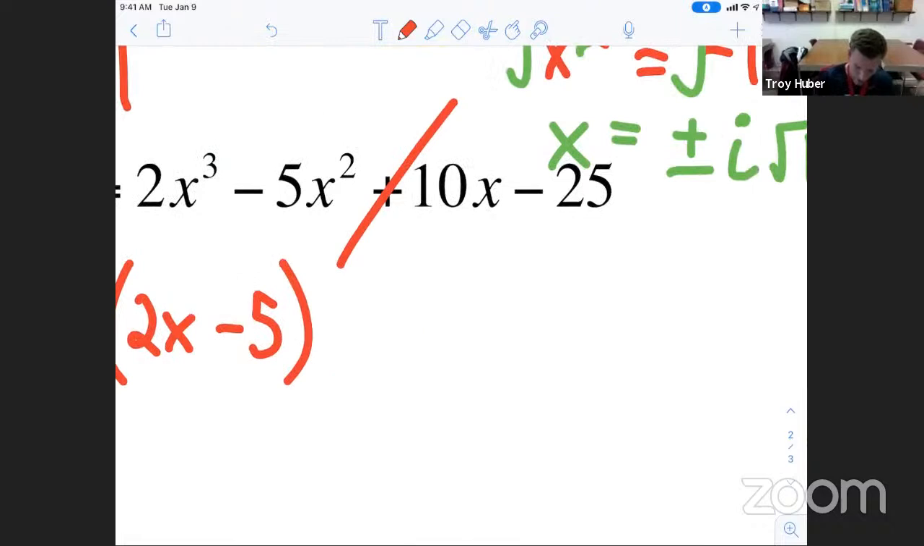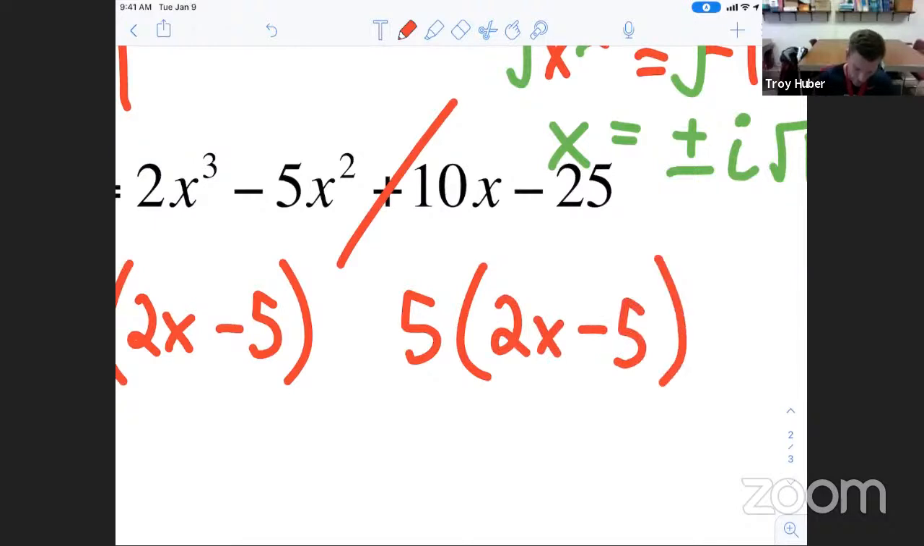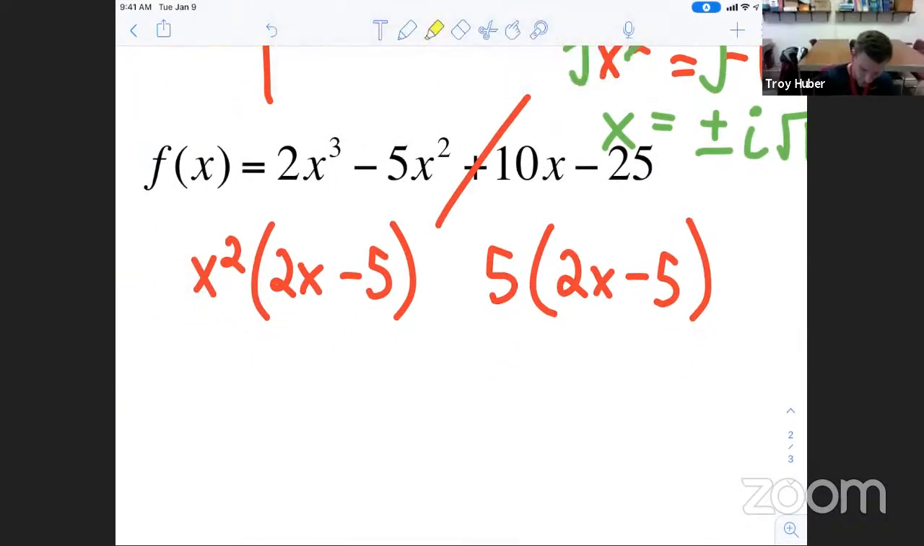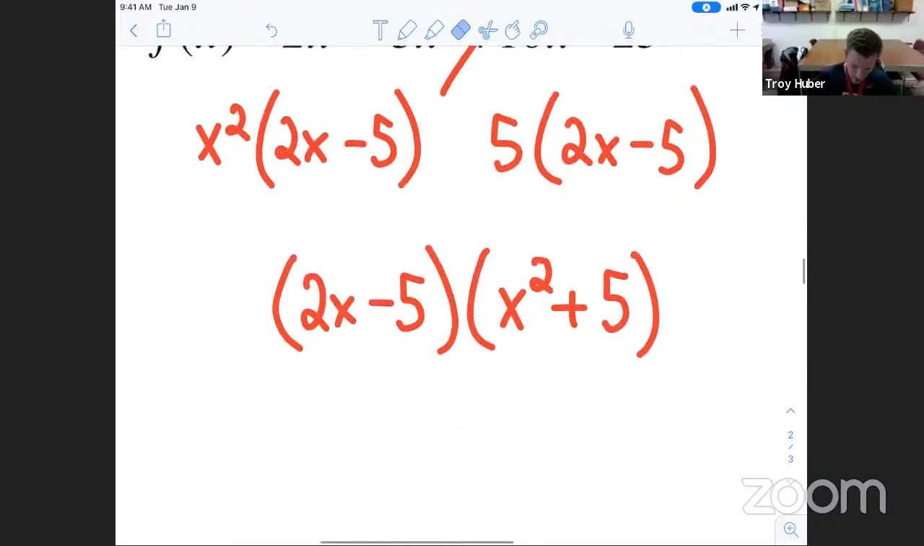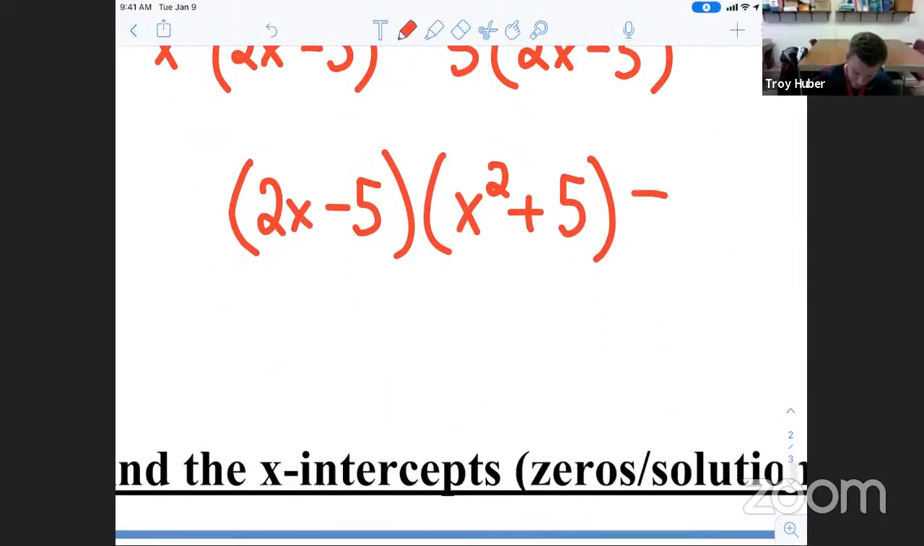All right, and then the second half, let's try to pull out maybe 5. So 5 times 2 is 10, and then 5 times 5 is 25. And then you'll notice, sure enough, these are both 2x minus 5. So we did it correctly. So now I write that 2x minus 5 times, and now I write these outside too. All right, so we have x squared and then plus 5 because it's a positive 5.